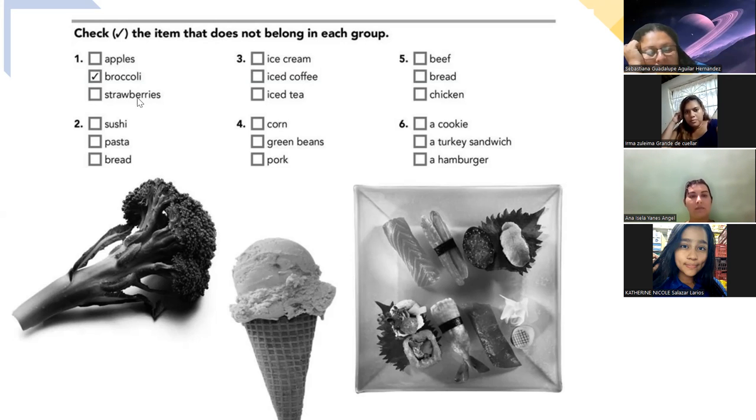What's the category for these products? Fruit, exactly. So fruit. And broccoli is a vegetable. So vegetable, very good. What about the number three?